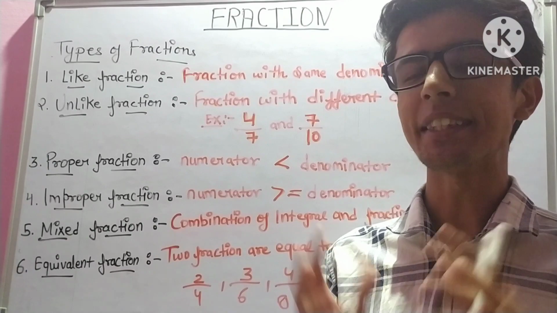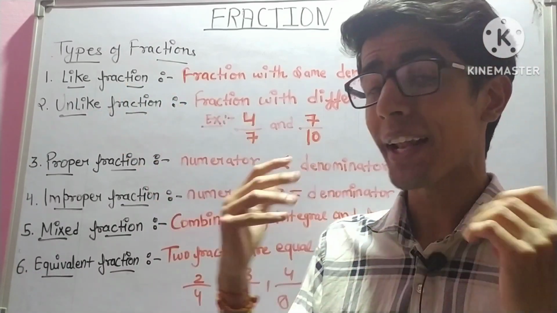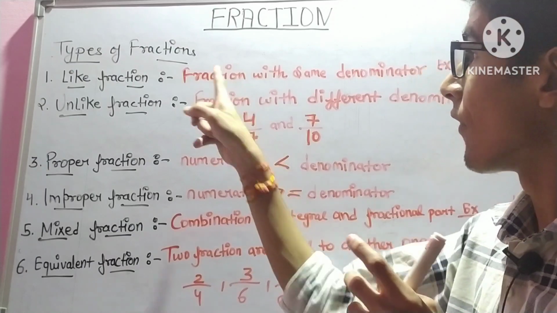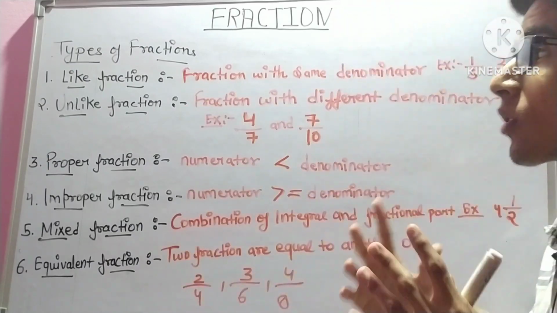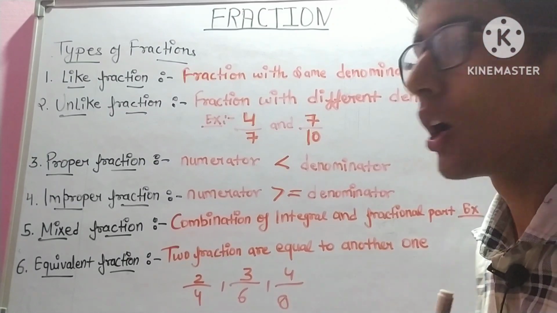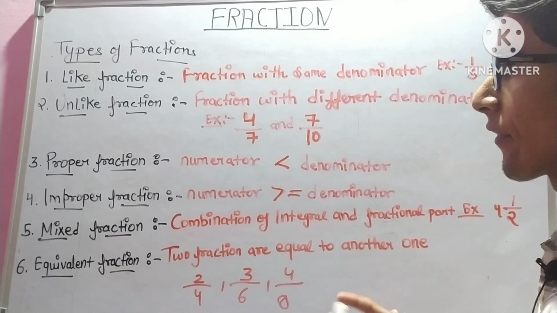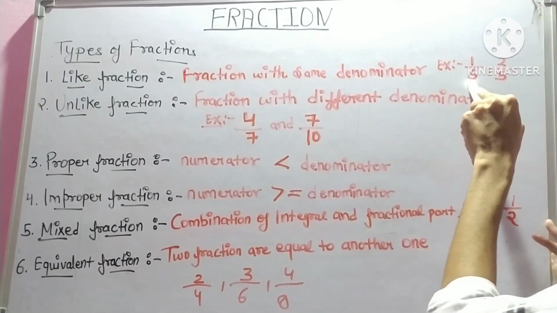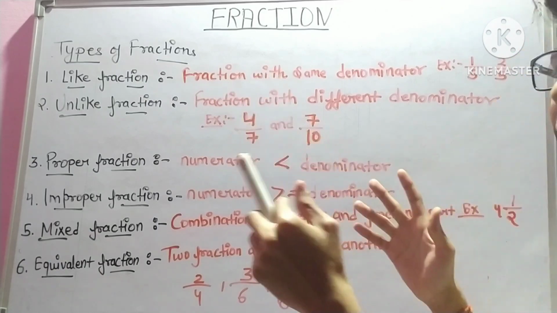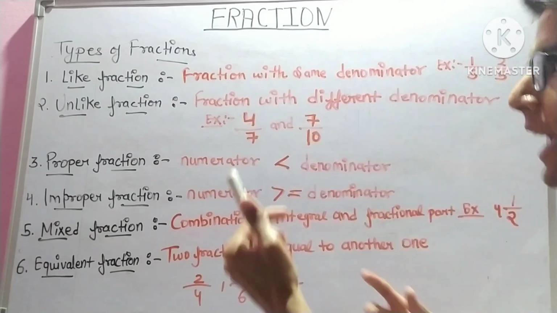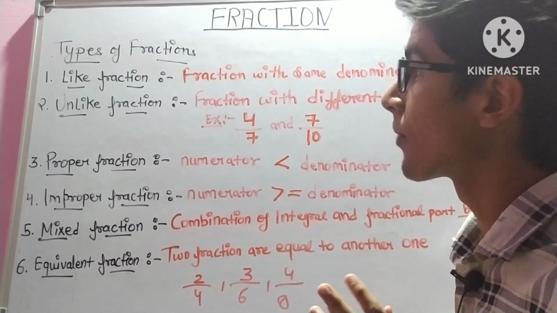So let's start with the types of fraction. The first type is like fraction. What are like fractions? Fractions with the same denominator are called like fractions. 1 upon 5, 2 upon 5 are examples of like fractions. You see that the denominator in both of these is the same. So we can say that these are like fractions.